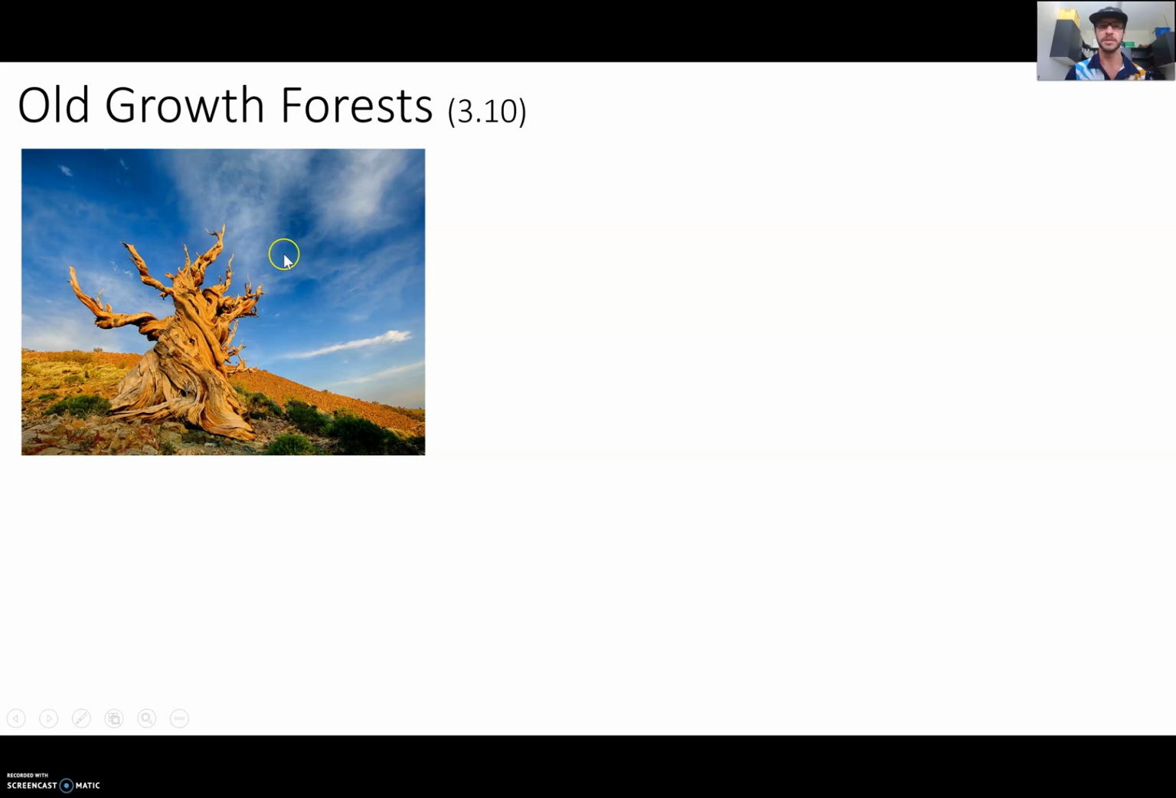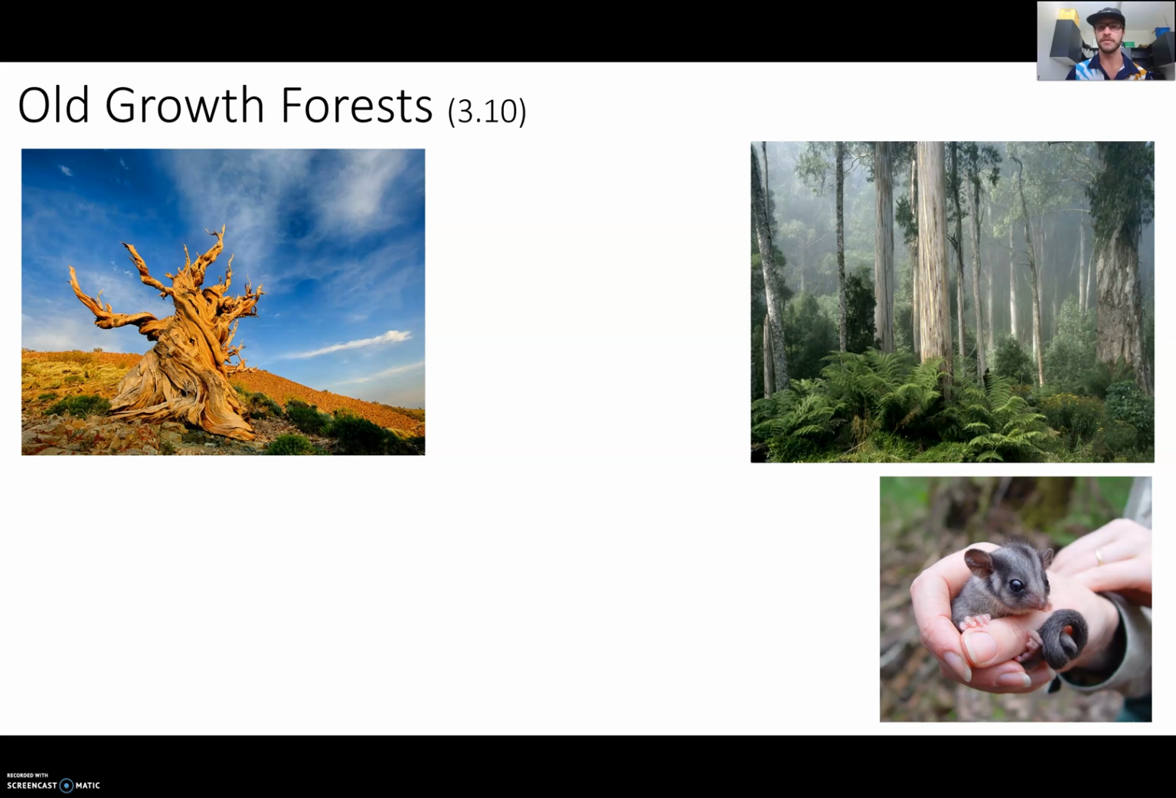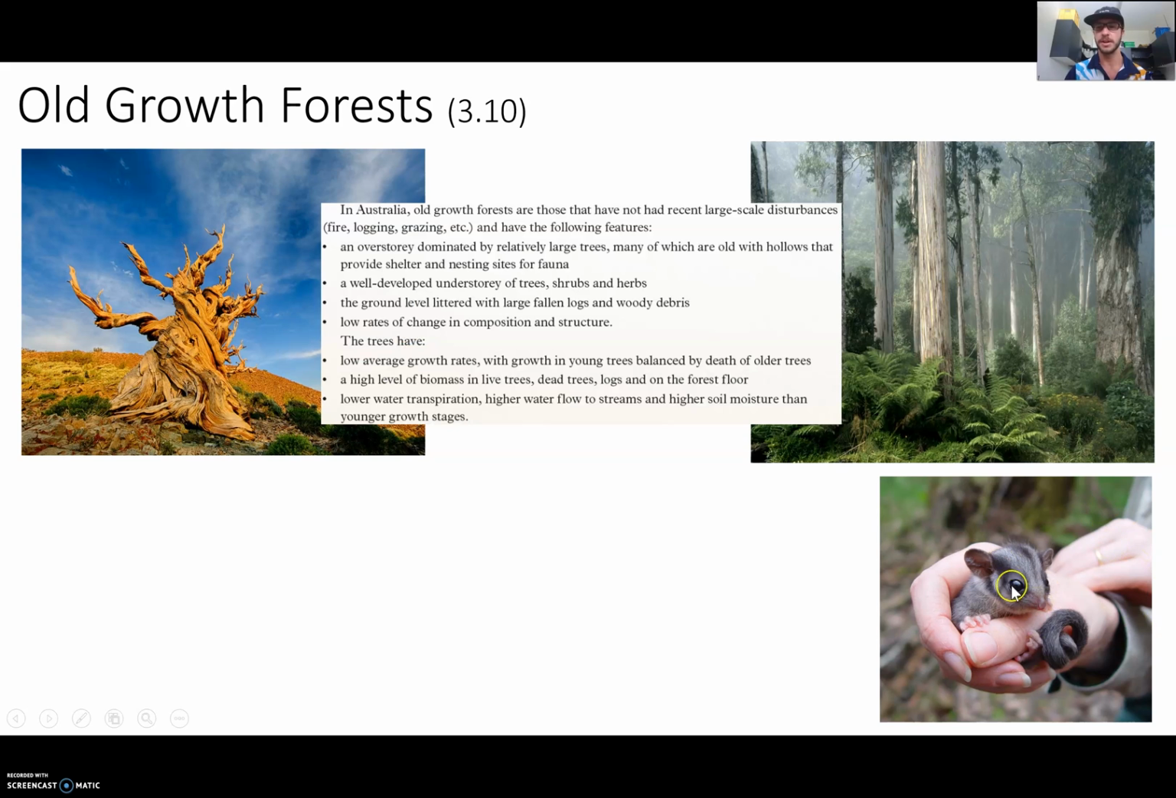This is an image of what scientists think is the oldest tree in the world. It's in California, and they've come up with the age of 4,700 years. And its name is Methuselah. We're talking about old forests though, and what makes an old forest an old forest, I'll get to this little guy in a sec.